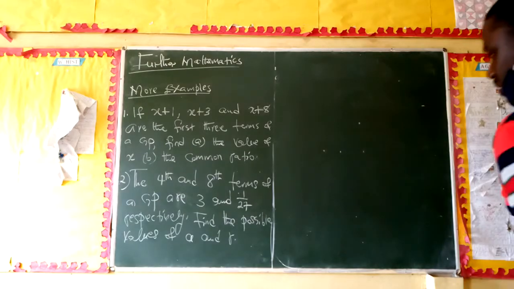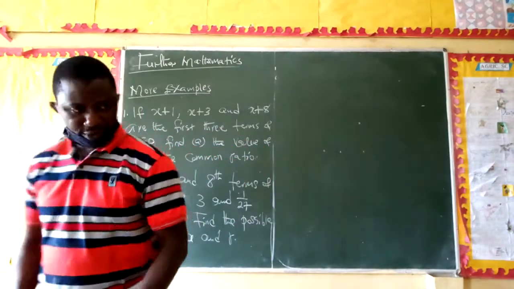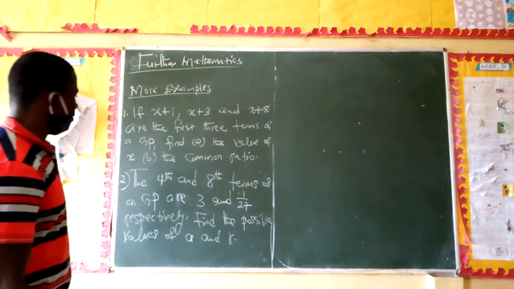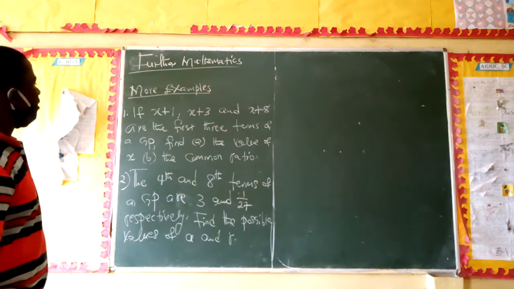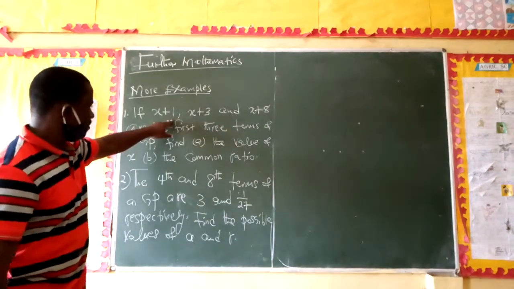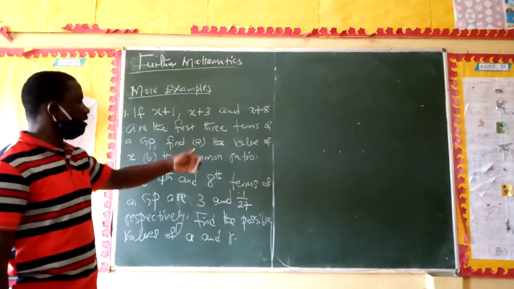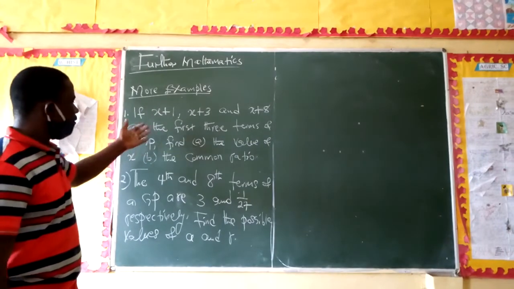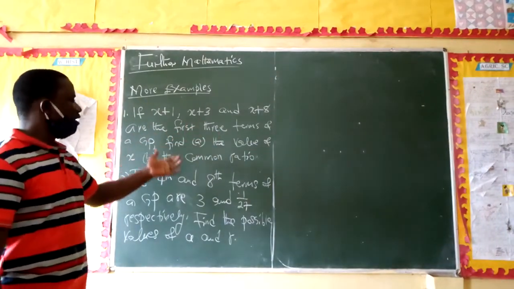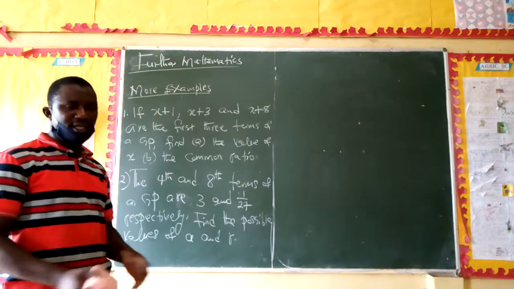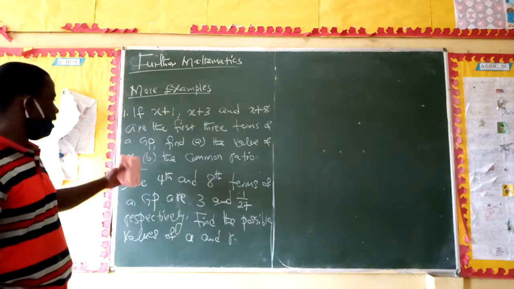Yes, class, let's take some more problems. Here, we have two questions to solve on GPs. If x plus 1, x plus 3, and x plus 8 are the first three terms of a GP, find A, the value of x, and B, the common ratio. These are the values we're going to find.